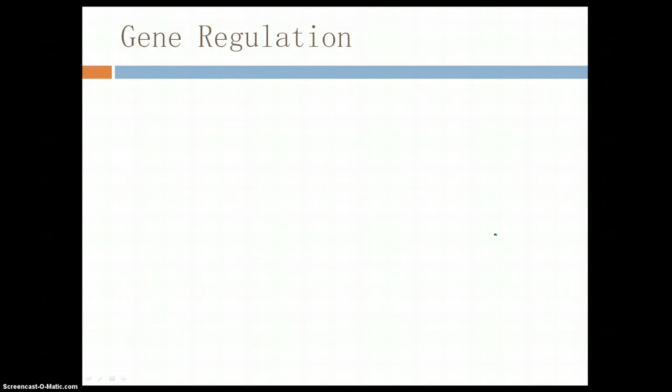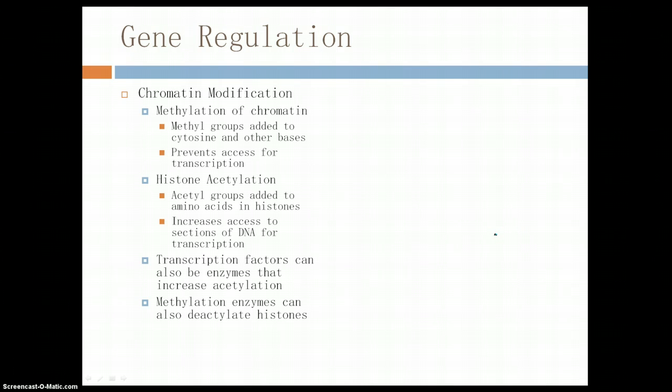So let's talk a little bit about some of the ways these genes are regulated. Let's start at the chromatin level. First off, you can actually have enzymes that add methyl groups, which is a CH3. Okay, so a methyl group is a carbon with three hydrogens bound to it. Methyl groups get added mostly to cytosine on the DNA chain, and they actually prevent transcription from occurring. It doesn't allow the DNA to be accessed appropriately. So that's one way you can shut it off.